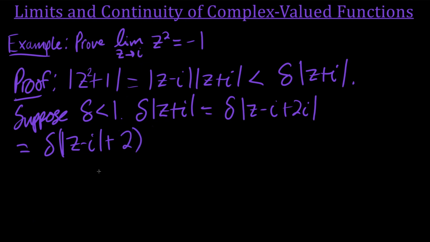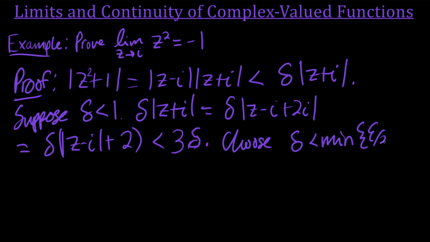Okay. Remember that we're assuming that the modulus of z minus i is between 0 and delta. So we can bound this expression above by 3 delta, right? Because we have 2 in here, and we know that the modulus of z minus i is bounded above by delta, and delta is less than 1. So delta times the quantity modulus of z minus i plus 2 must be less than 3 delta. Great. From here, let's choose delta to be less than the minimum of epsilon over 3 and 1.